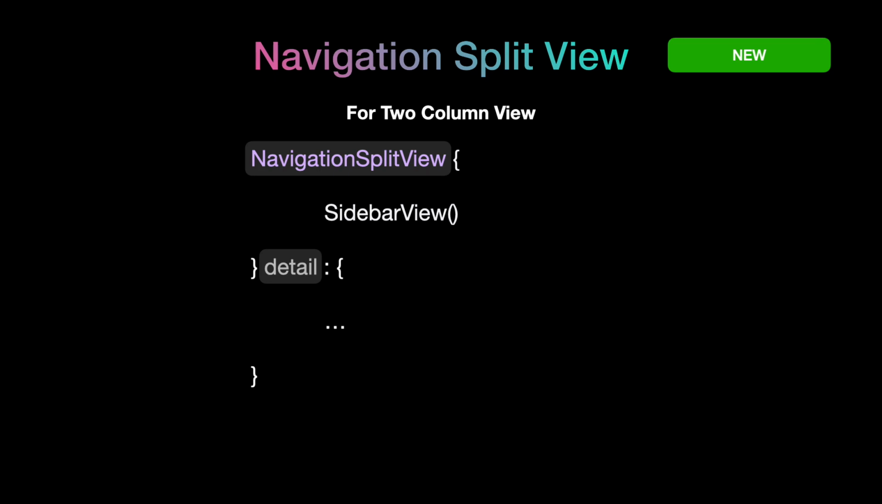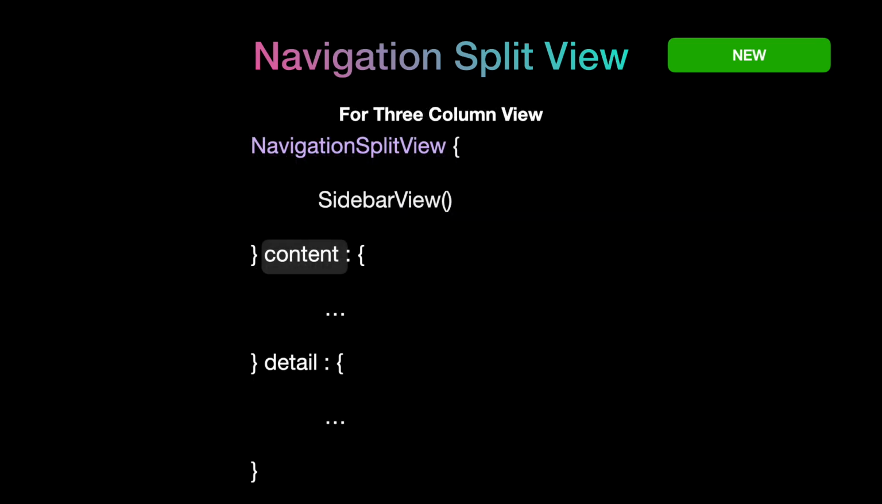New to SwiftUI 4 is navigation split view. We use the navigation split view wrapper, which will store the view for the sidebar. This sidebar will contain a list view, and for each item we want to show a navigation link which has a value associated with it. According to the navigation link that has been selected, it's going to show the detail view with the data associated with that navigation link. This will create a 2-column navigation view. For a 3-column navigation view, we need to add a content wrapper before the detail wrapper, and using this, we can create a 3-column navigation.